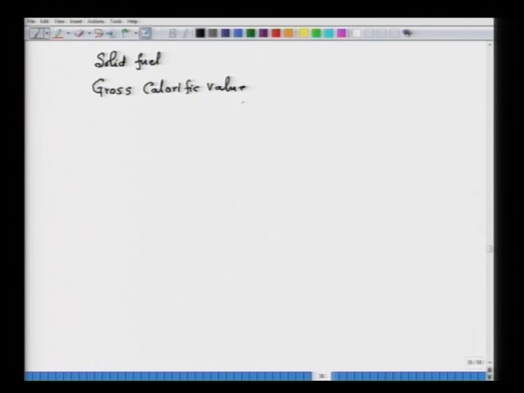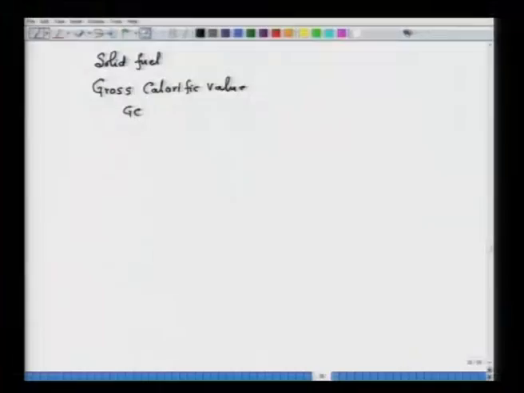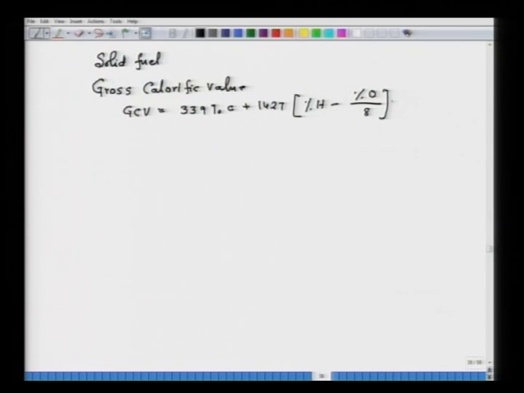Now, in calculation of gross calorific value, the standard state of the product of combustion H2O is H2O liquid. So, this can be calculated by a formula, say GCV, that is equal to 339% carbon plus 1427% hydrogen minus percent O upon 8, plus 22% sulfur, and you get the value in kilojoule per kg.